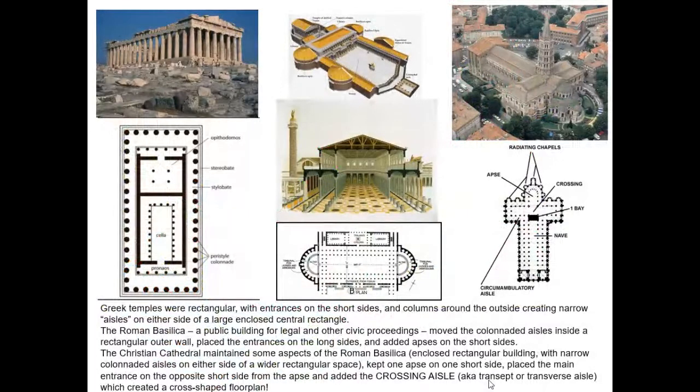Definitely remember that the archetype we're looking at when we're looking at cathedrals comes from the peripteral Greek temple, which turned into the basilica by moving the columns separating the side aisles from the nave to the interior and adding the apses, and then reorienting the building, removing an apse, and putting the entrance back on the short side, adding the transept or the transverse aisle, which creates that cross shape that really brings us to the cathedral structure that we're accustomed to.